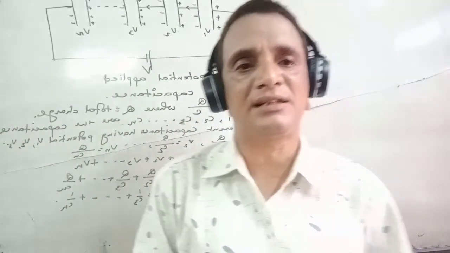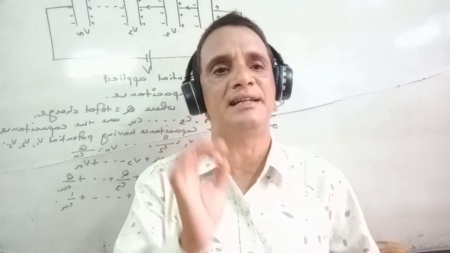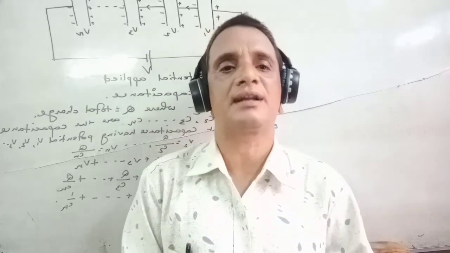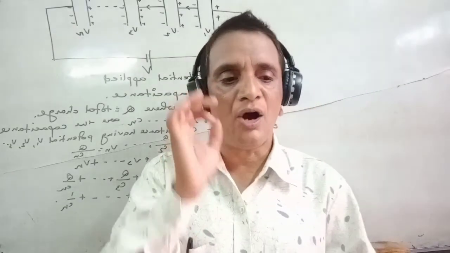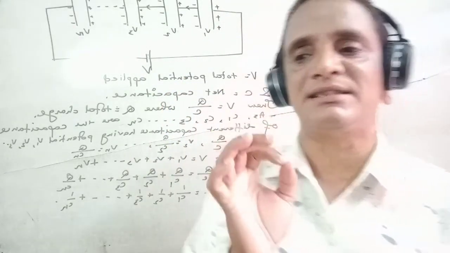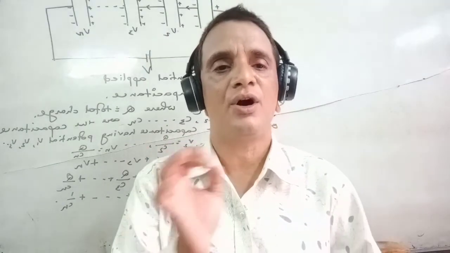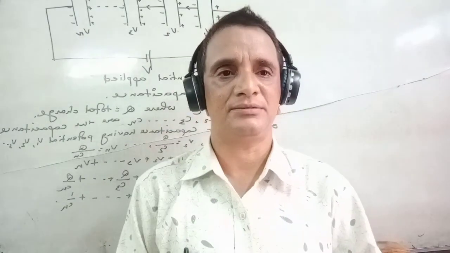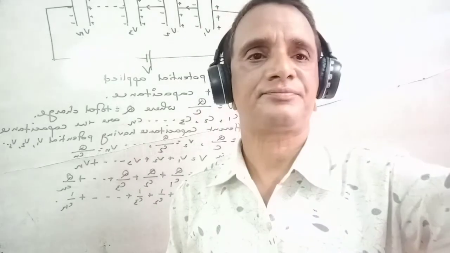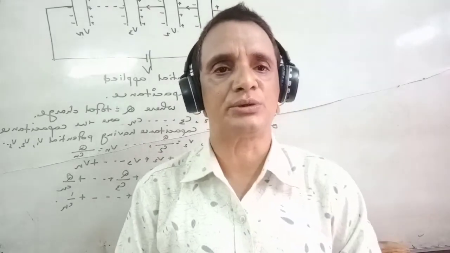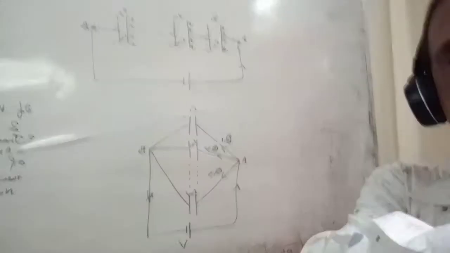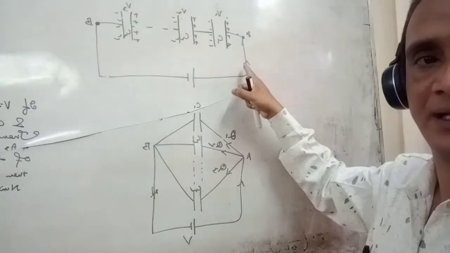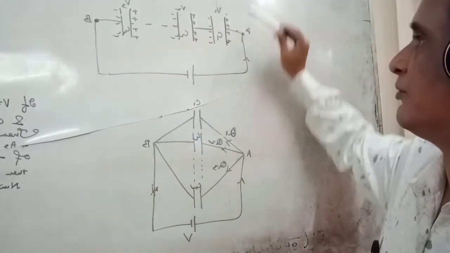Now we are going to discuss how we can join parallel plate capacitors either in series or in parallel. Is it clear? My question is how we can join capacitors either in series or in parallel. So for that reason, let's go through the pictures. You see, there are two pictures.